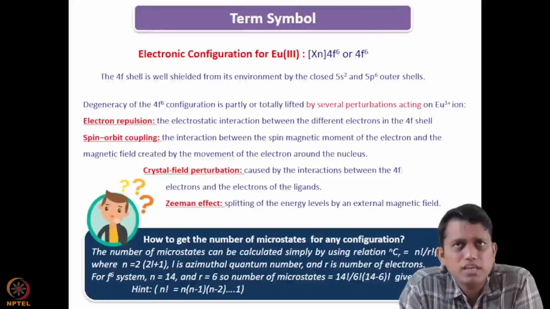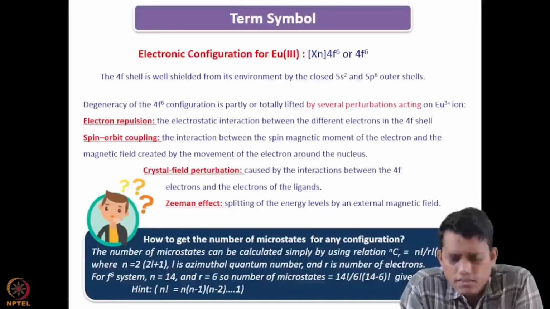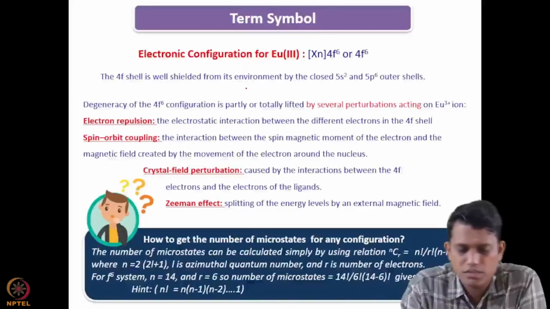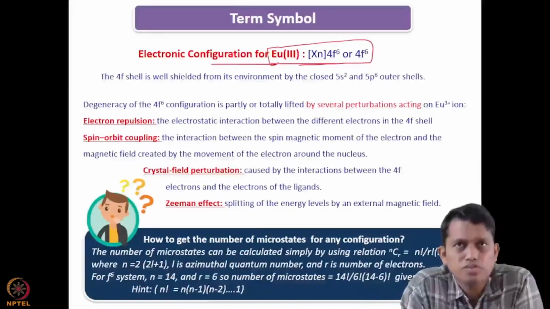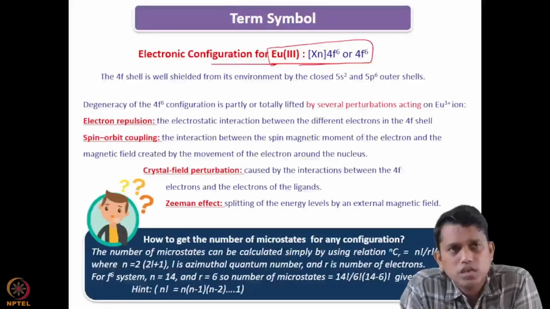But before going to that, let us try to have some information about term symbols. What is a term symbol? In general, we all know about the electronic configuration. We have certain configurations that we know. But if you see the configuration, we have a number of orbitals to fill up with a given number of electrons. And there are a number of permutations and combinations available that can be used for the filling of electrons into the orbitals.